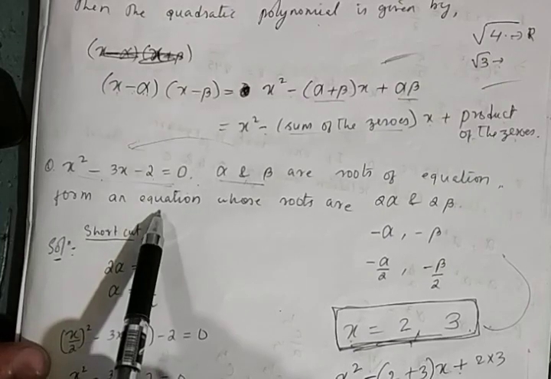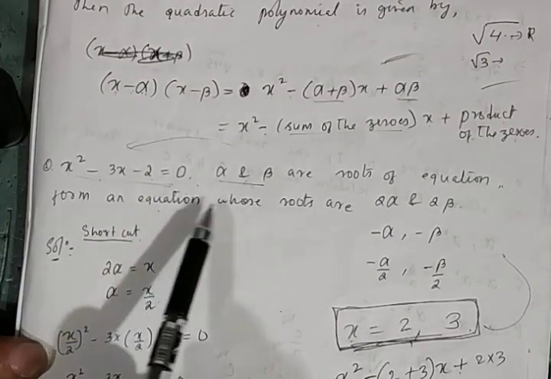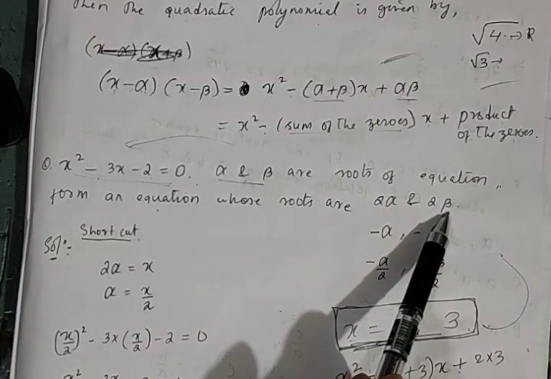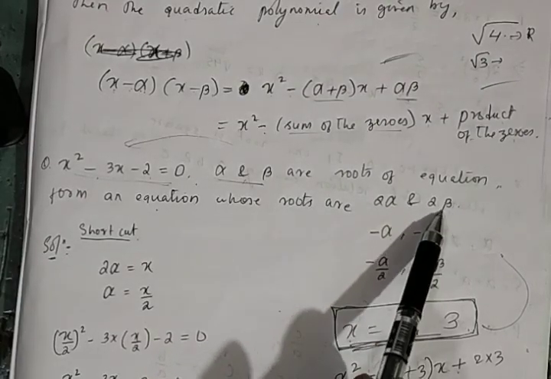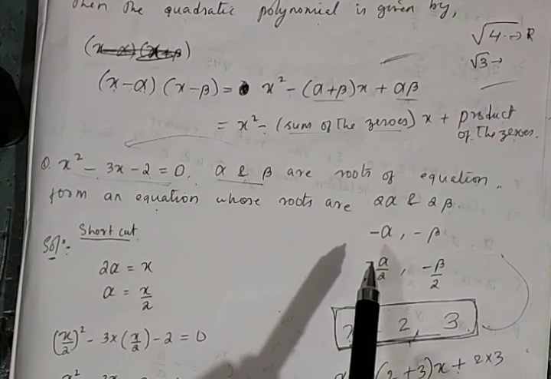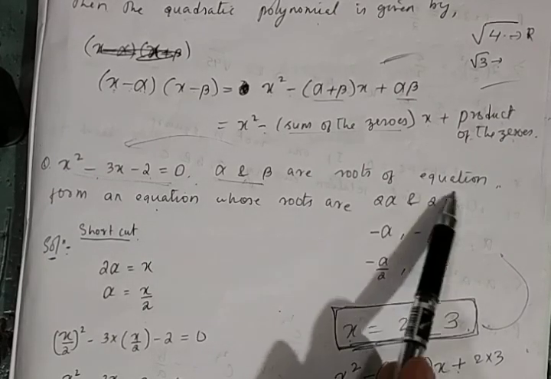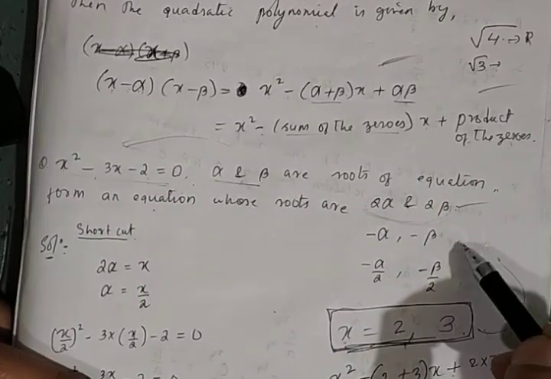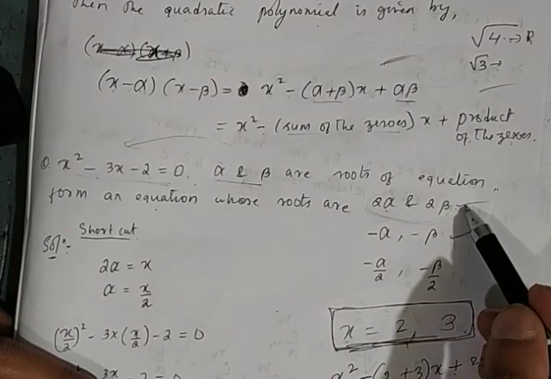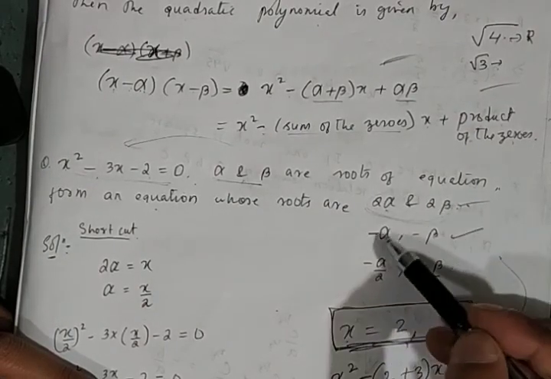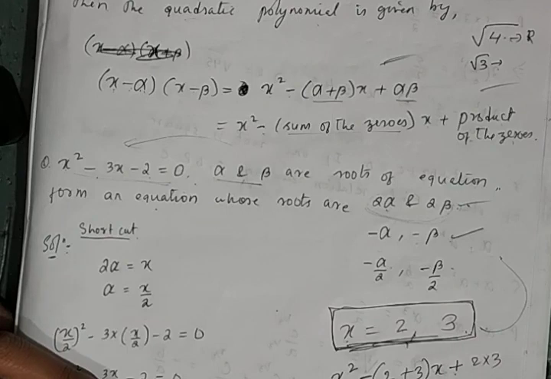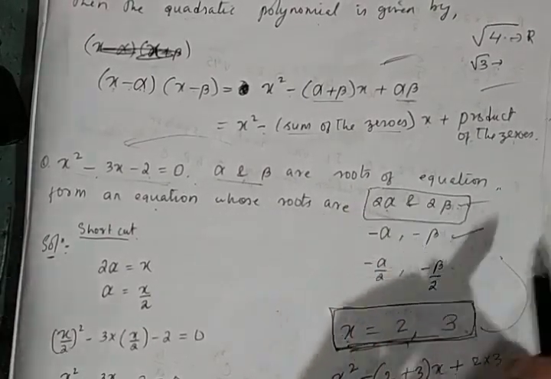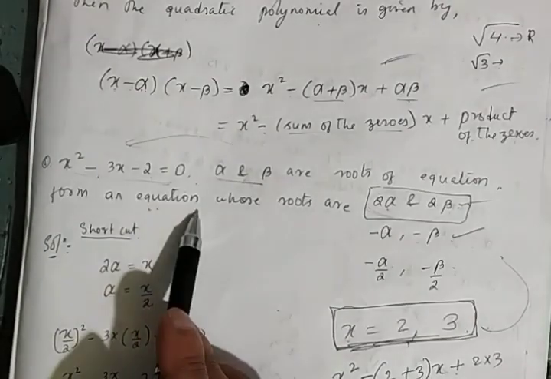Form an equation whose roots are 2 alpha and 2 beta. Now 2 alpha and 2 beta are the roots of the new equation. We have to form an equation based on this, or it can be minus alpha and minus beta. It can be this, or it can be any type. You can just modify this one. It can be anything. So based on these zeros, I have to form one new quadratic polynomial, one new equation.